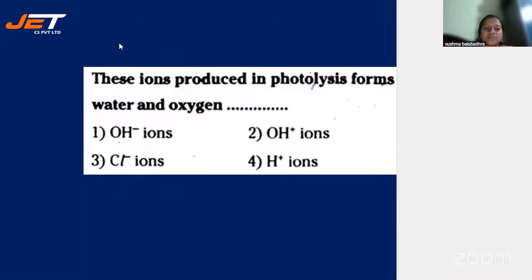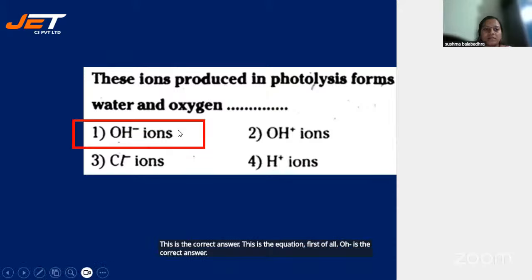Many are saying answer 2. Wrong answer. Sir, please check. These ions produced in photolysis form water and oxygen. So water plus light energy gives mainly H plus and OH minus ions. This is the correct answer. This is the equation, first of all. OH minus is the correct answer. Okay.